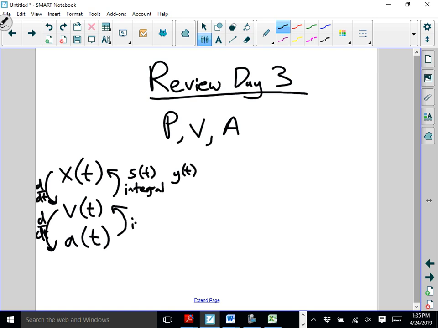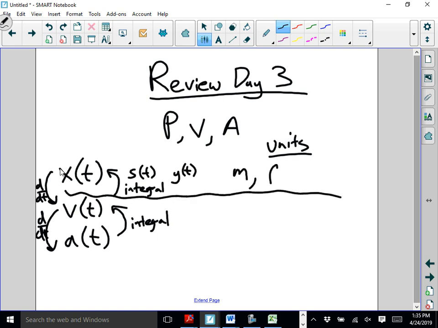Okay. Let's talk about units real quick. About half the time they have units on these, about half the time they don't. But if they do, position units are always just a distance measurement. So position would be something like meters, feet, miles, any of those things.